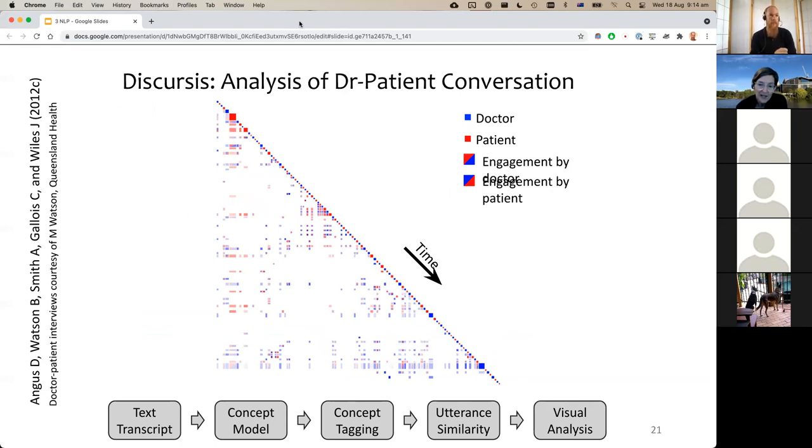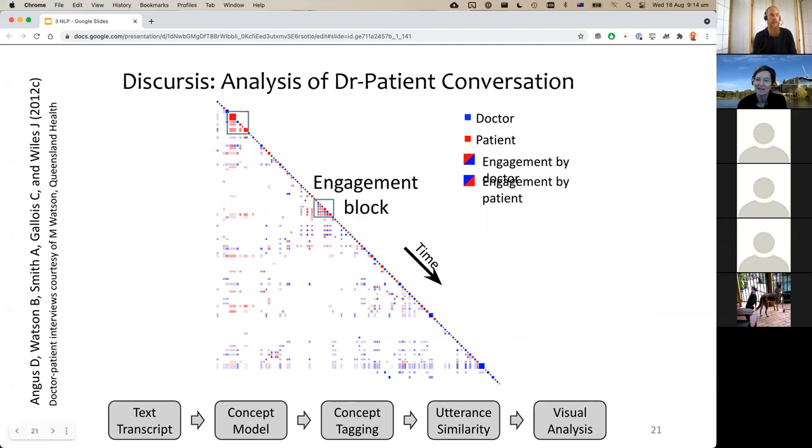So the visualization in this case, we've got the doctor in blue, the patient in red, and we can see the direction: time starts in the top left corner and goes down to the bottom right. And this diagonal underneath is showing where each utterance is repeating earlier stages of the conversation. So Ben, I'm not sure if this is going to come through, but there's a whole series of animations for this. Did they come through? If you click next, what do we get?